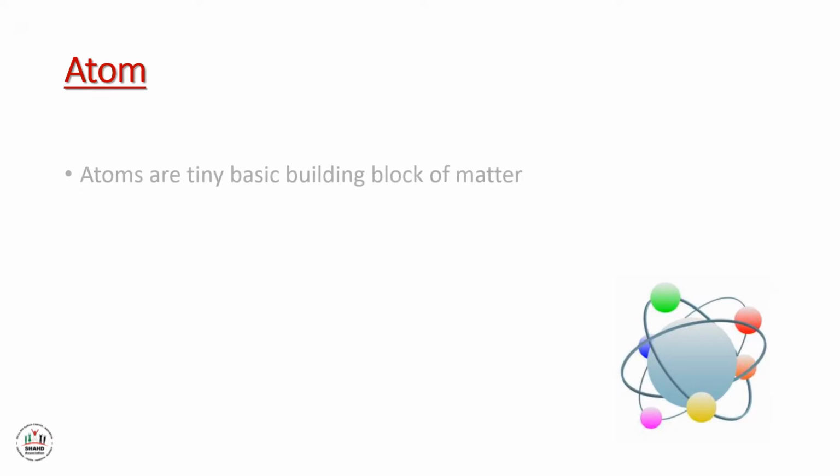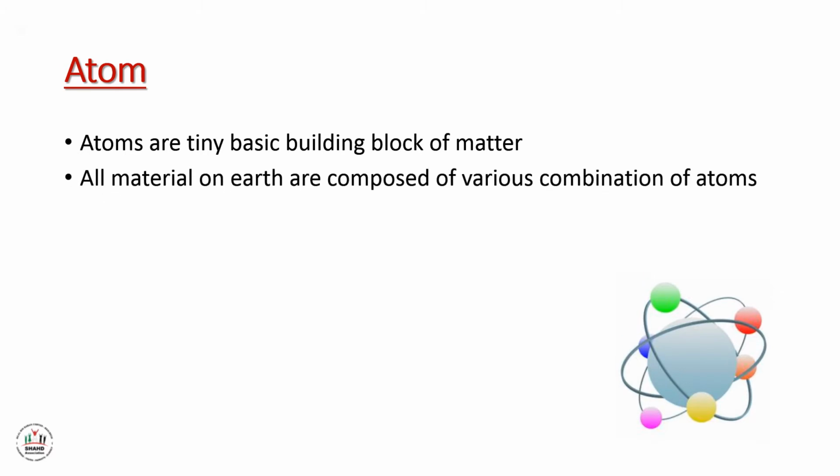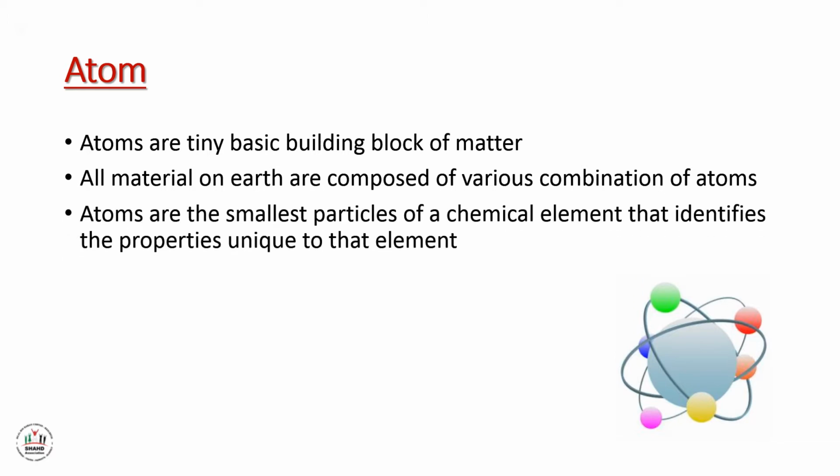As we saw in the Explore section, we saw how a combined puzzle is made up of several separated parts. These are atoms. Now we will take the definition of an atom. Atoms are the tiny basic building block of matter. All material on Earth are composed of various combinations of atoms. Atoms are the smallest particles of a chemical element that identifies the properties unique to that element.